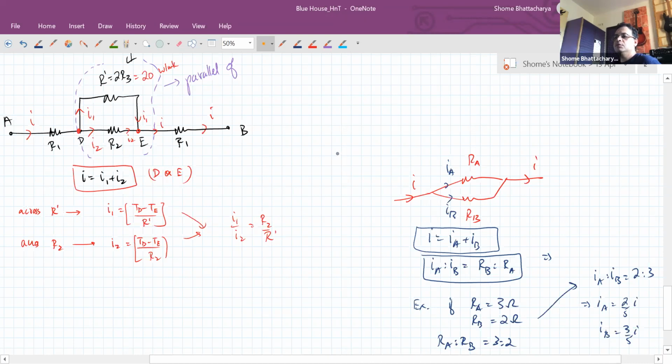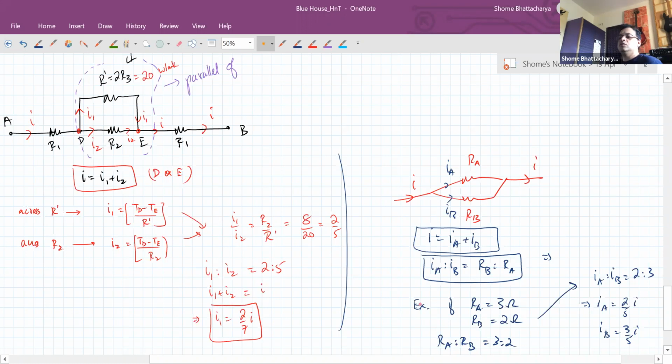Now coming back to this case, what is the ratio of the resistances? R2 was 8, right? And R prime was 20. So the ratio is 2 to 5, which means I1 is to I2 is equal to 5 to 2 inverted, that is, I1 to I2 is 2 to 5. And I1 plus I2 is equal to I, so I1 is 2/7 of I. This is one thing we have to keep in mind, as it will come in handy now.